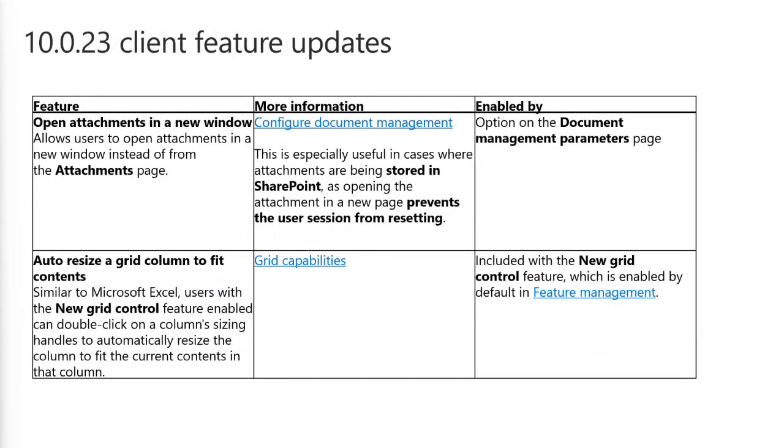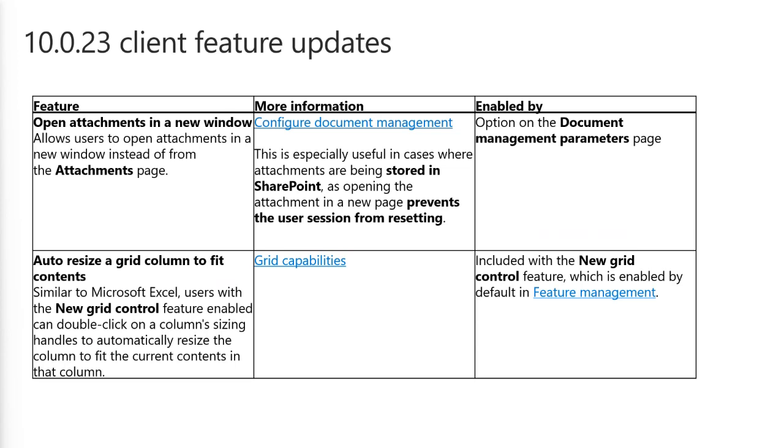A couple of client feature updates that we'd like to make you aware of. The first one is in document management parameters. There is an option to open attachments in a new window. This will determine if attachments are opened in place or in a new window or tab. This is especially relevant if you're using the SharePoint integration for storing attachments, as this will prevent the finance and operations user session from resetting when opening these attachments. Both of these are going to be available in the 10.0.23 release.